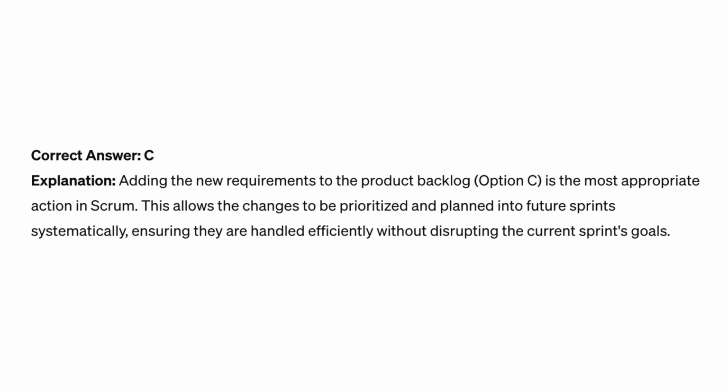Correct answer, C. Explanation. Adding the new requirements to the product backlog, option C, is the most appropriate action in Scrum. This allows the changes to be prioritized and planned into future sprints systematically, ensuring they are handled efficiently without disrupting the current sprint's goals.